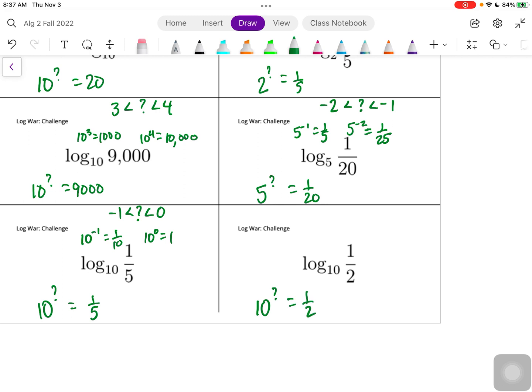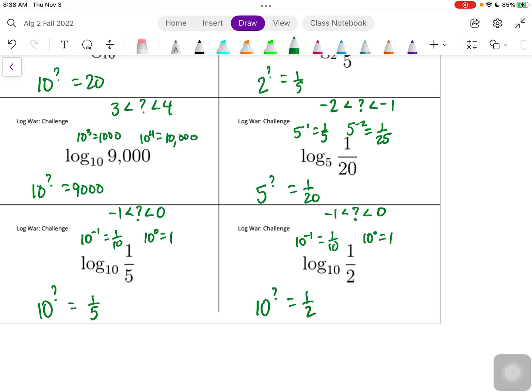And so 1/2 is also, so we have 10 to the -1 is equal to 1/10. And 10 to the 0 is equal to 1. So it's somewhere between -1 and 0.